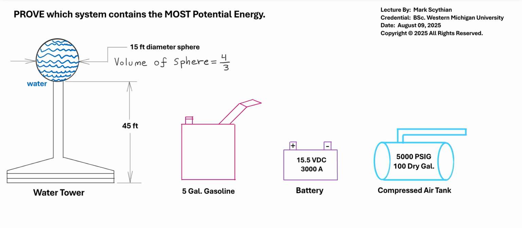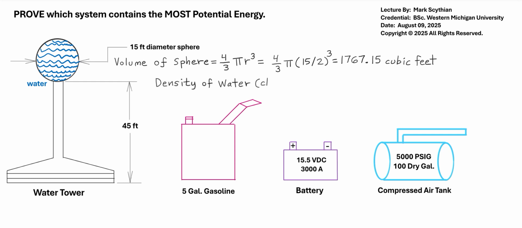We start with the volume of a sphere, 4/3 pi r cubed, and we multiply the constants of 4/3 and pi times half of the diameter, 15 divided by 2 feet cubed. So we calculate 1767.15 cubic feet of water in the water tower tank. And then we know the density of water close to or at sea level is 62.4 pounds per cubic foot.